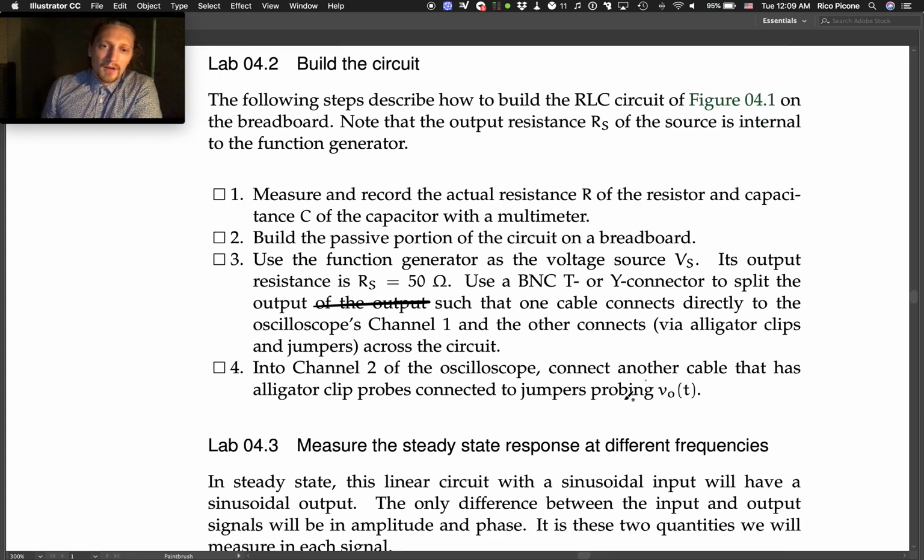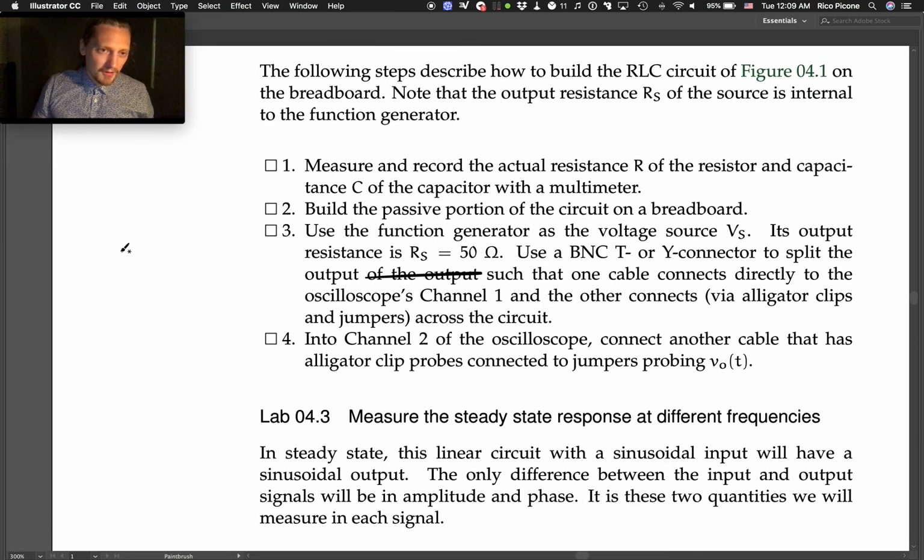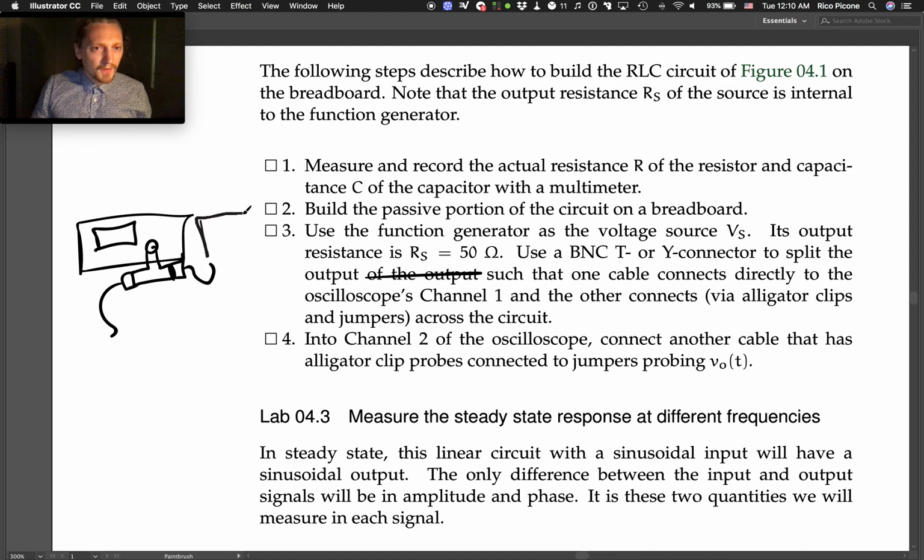So we've got our function generator, and it's got an output there. It's a BNC output. And we're going to put a Y or a T on there, so BNC Y or T. So I'm going to exaggerate what that looks like. That's a T. So you're going to have a cable coming off here, and you're going to have a cable coming off here. One of them is going to go over to the oscilloscope.